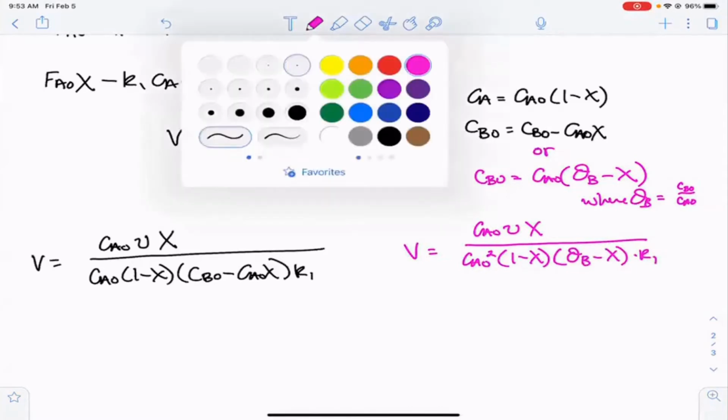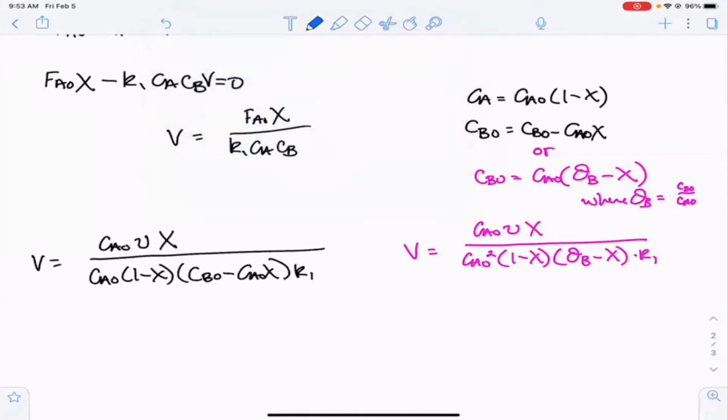And some like the magenta form of this equation because it simplifies even a little bit more. This squared gets rid of that CA0, and you're left with the volume is the volumetric flow rate times the conversion over CA0 times 1 minus X times theta B minus X.